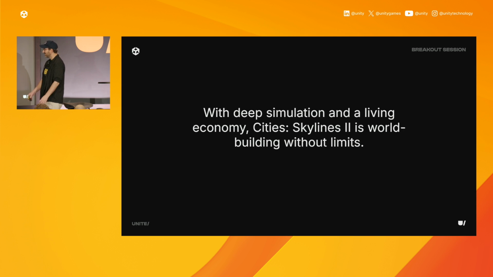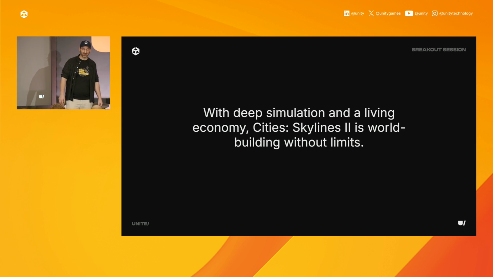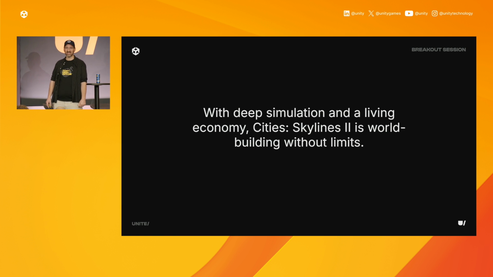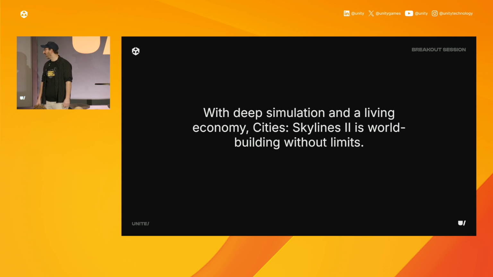As marketing puts it, with deep simulation and a living economy, City Skylines 2 is world building without limits. It sounds really good, and while it is partially true, I have to admit, "without limits" is a little bit overstated because the hardware limits are still there and they are very real. With entities and the new tech stack, DOTS in Unity, we were able to push the limits much further than we ever did before. But at some point, we still hit limits, so we always have to be aware of how we implement things, and optimizations are not obsolete. They are still as important as before.